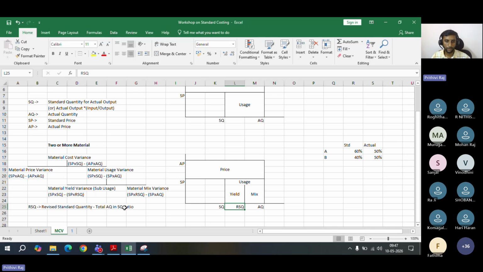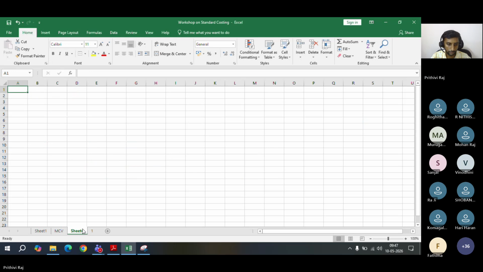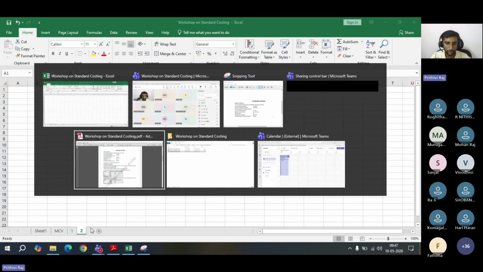Now, any doubts in this graph? In two or more materials, multiple materials, any doubt in this graph? No doubts. I'll go to the next sum, which is two. I'll copy the question.